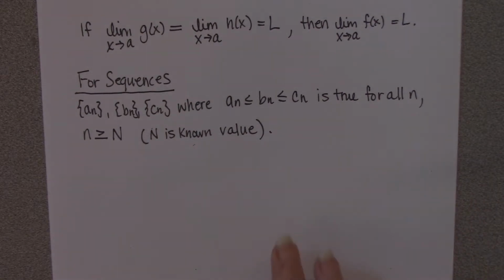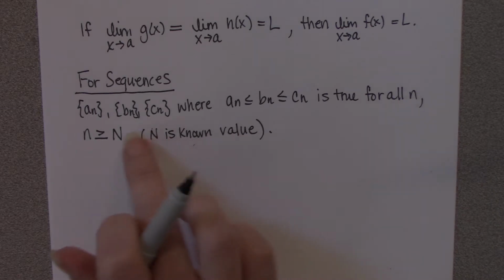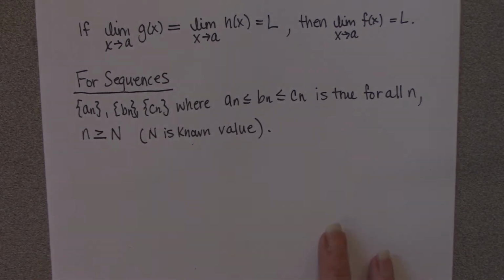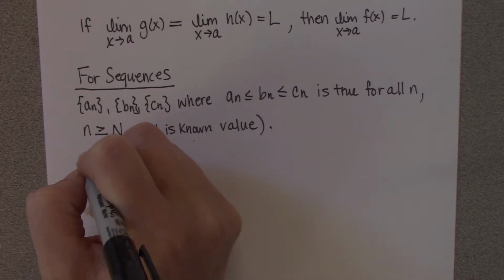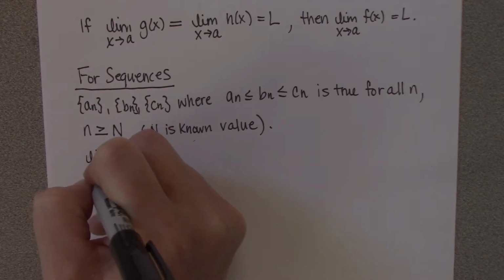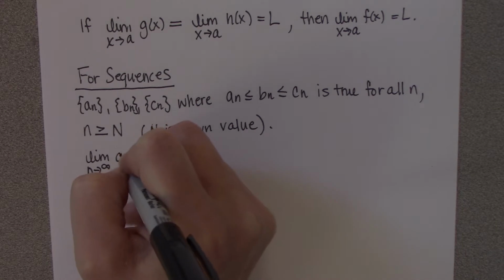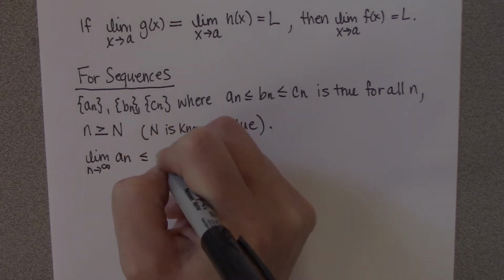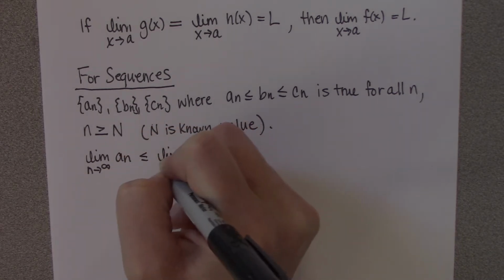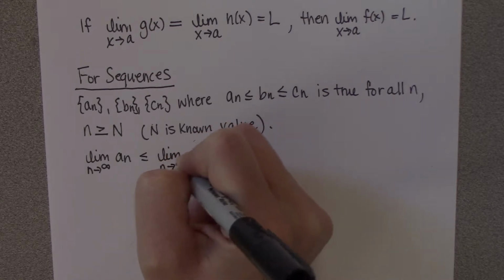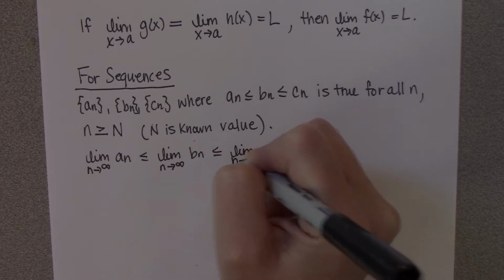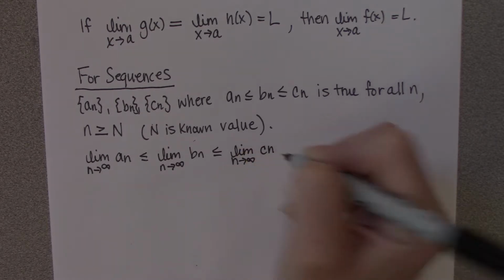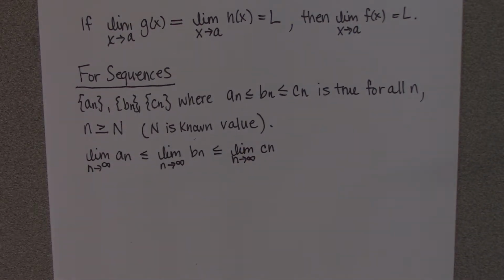Okay, so we've said that it doesn't have to be true for all n, just n greater than some known value N. And we would say, well, then the limit as n goes to infinity of a sub n is less than or equal to the limit as n goes to infinity of b sub n, and less than or equal to the limit of c sub n. So just like with functions, the limit preserves the order of the inequality.